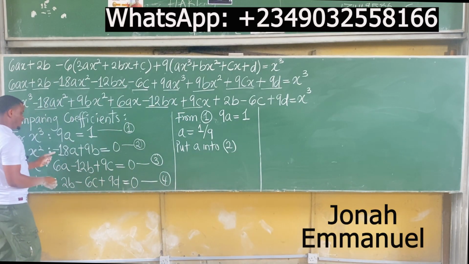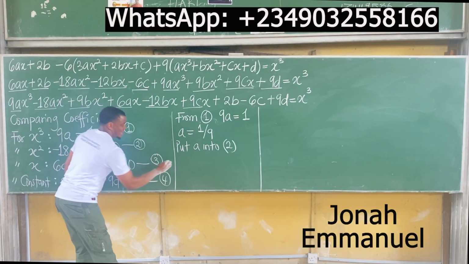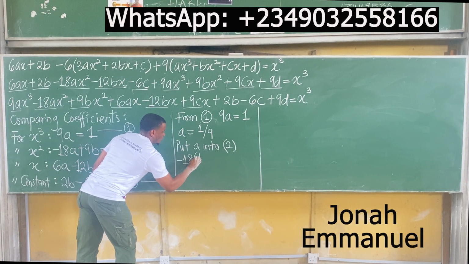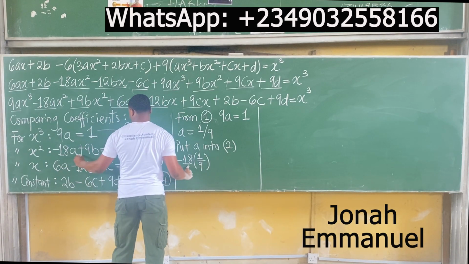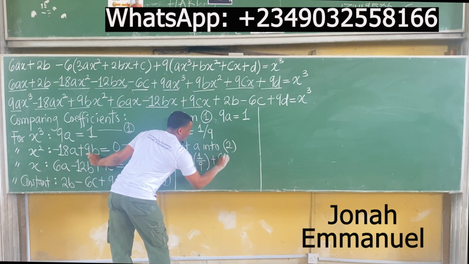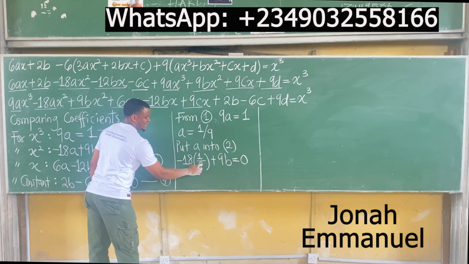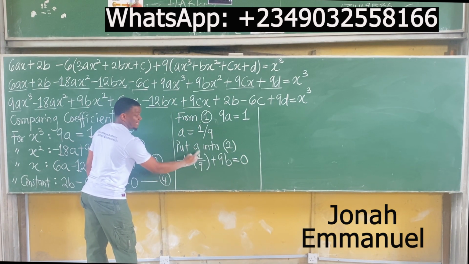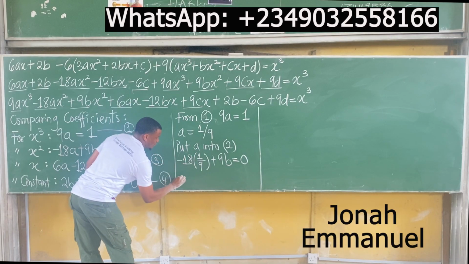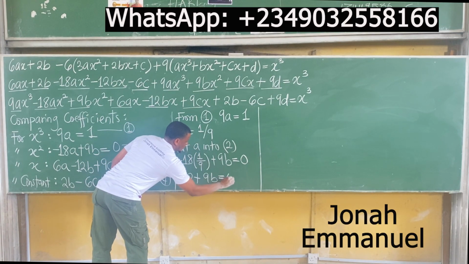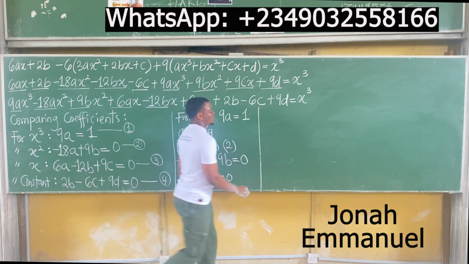From equation 2, I have minus 18a. A is what there? 1 over 9. So minus 18a plus 9b is equal to 0. Solve this. What do you have there? 9 here, 1, 9 here, what there? 2. This will give you minus 2. So minus 2 plus 9b is equal to 0. So solve this. What do you have here?